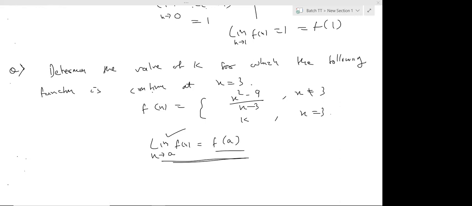So what is a here? We are finding the limit at 3, right? Like continuity at 3. For the LHL, limit x tends to a, so a will be 3 then. So how do you do it? If a equals... no, you don't have to find LHL, RHL here.